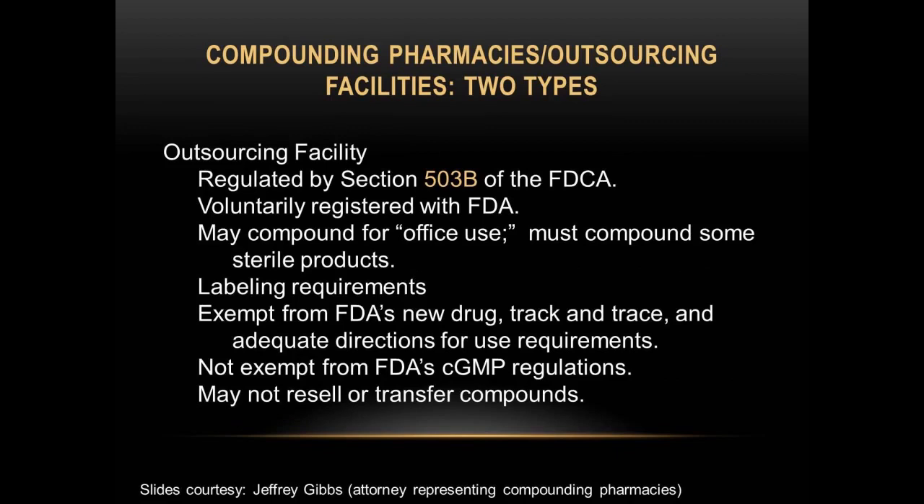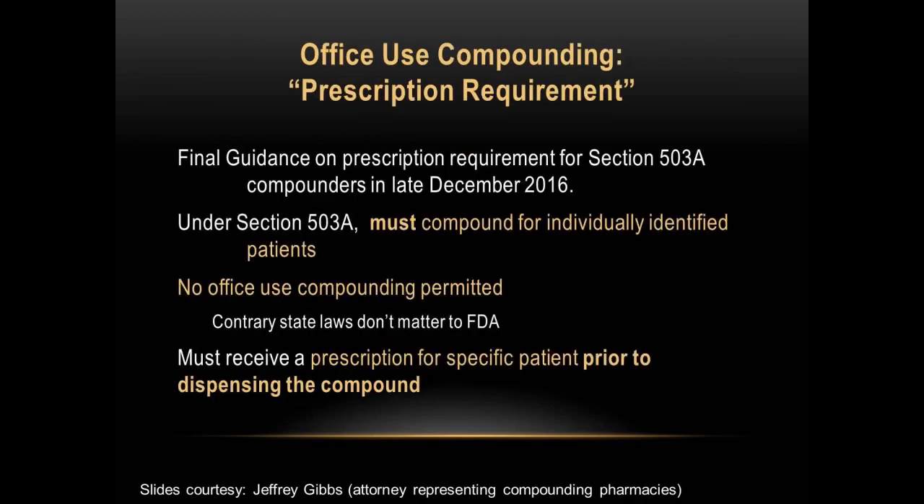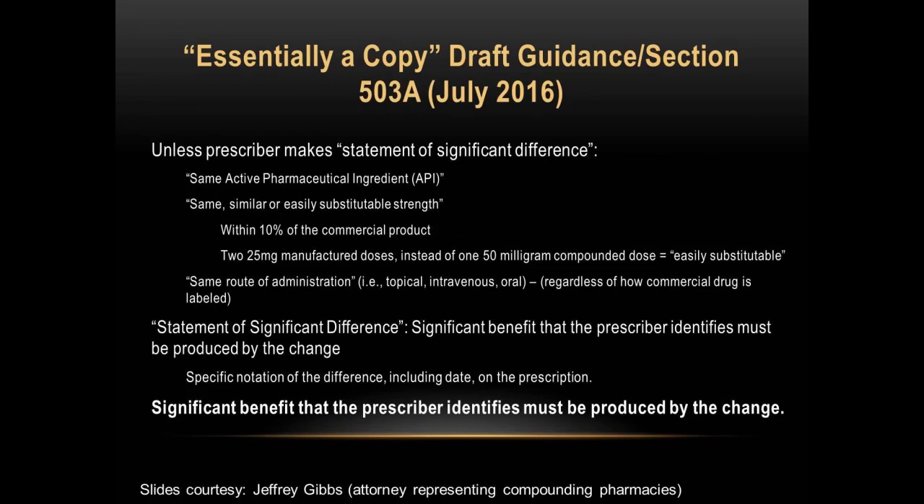They're voluntarily registered with the FDA at this point in time, and they may compound for office use. They have to be able to compound sterile products. They do have very strict labeling requirements, and they're exempt from those except for the FDA good manufacturing policies. So let's talk a little bit about that prescription requirement. For a compounding pharmacy, they must compound a drug for an individually identified patient. They can't produce it in bulk, and they must receive a prescription for a specific patient prior to dispensing the compound. There's something called essentially a copy.